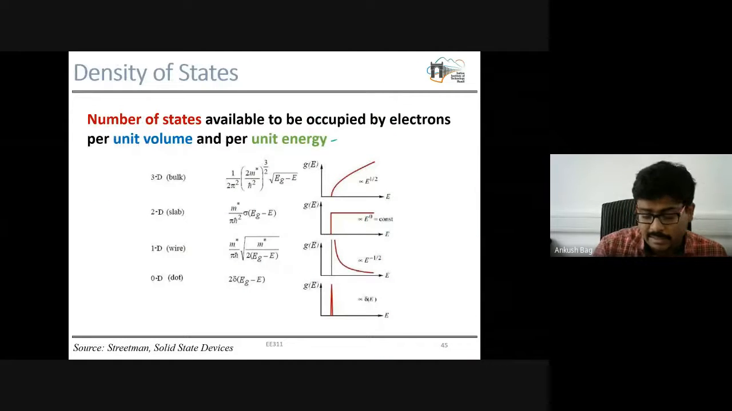So this is again the same definition of density of states. This is the number of states available to be occupied by electrons per unit volume and per unit energy. When defining this density of states, remember, sometimes we miss this per unit energy because it is density. So this density means something per unit volume, but we should also remember that this is per unit energy also.